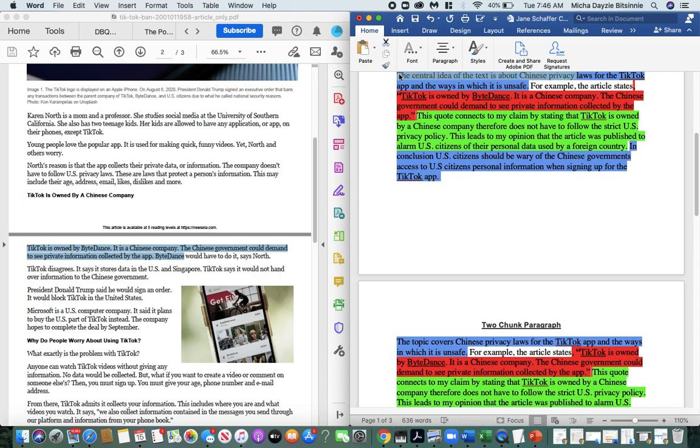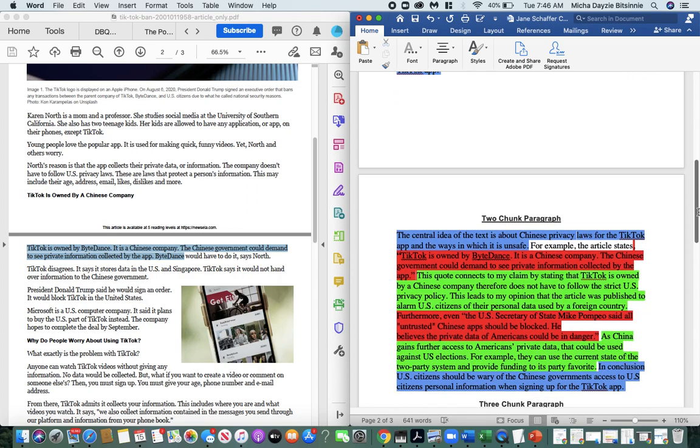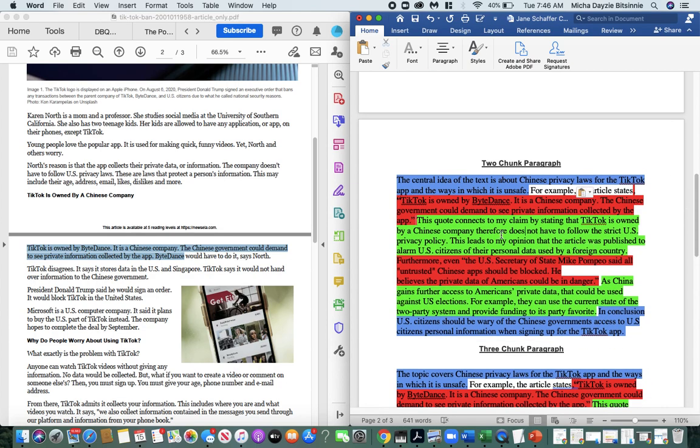I'm going to just copy this and put it here. So the topic sentence is the same. This part is the same. TikTok is owned by ByteDance, and they provide commentary here. And then they add another concrete detail. This is another chunk right in here. This part right here that's highlighted is another chunk.